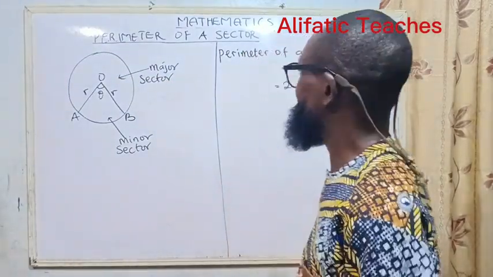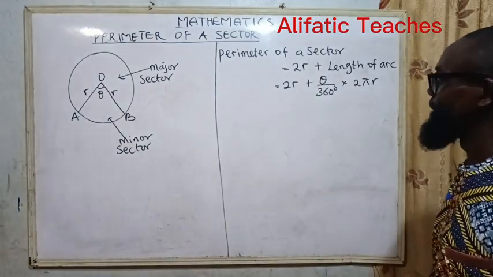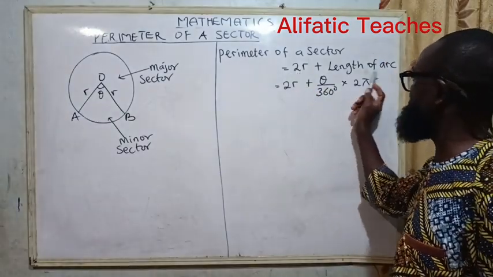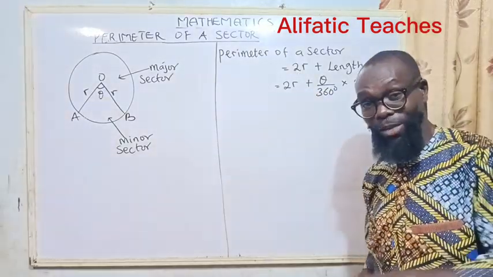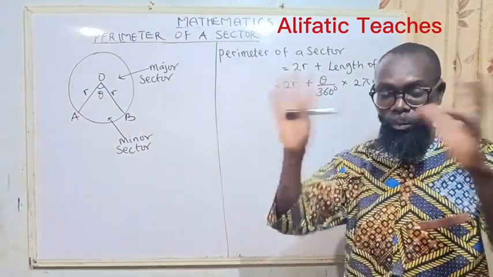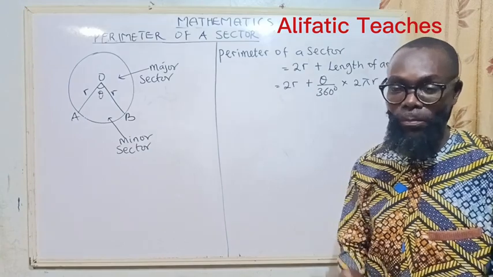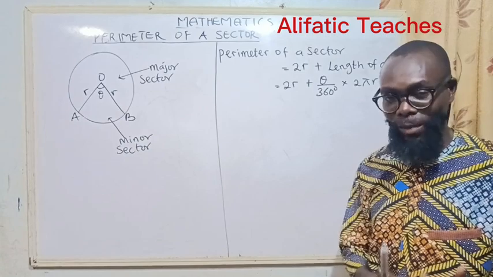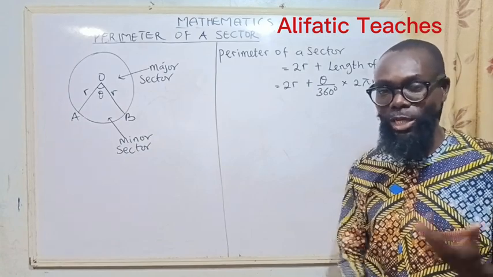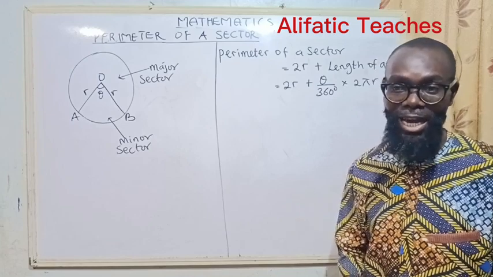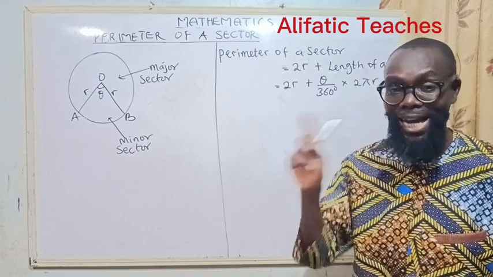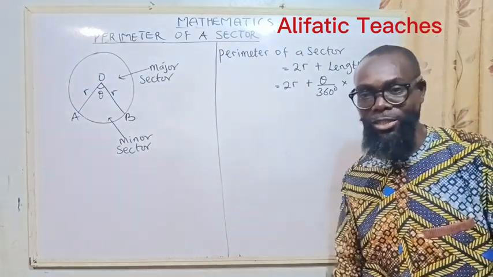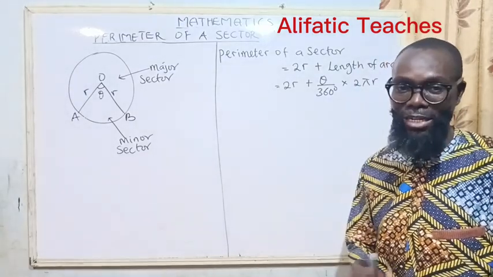Now, how do you get the perimeter of a sector? The perimeter of a sector can be given as 2r plus length of arc. The word perimeter itself means sum. If you are told to find the perimeter of anything, it means sum everything together. To find the perimeter of a house, you measure the length, the breadth, the height, all the sizes of the house. Then you add them together. Two lengths, two breadths, the height, everything, you add them together.